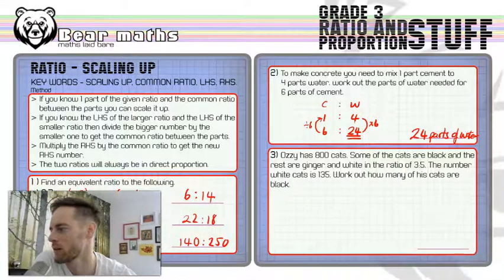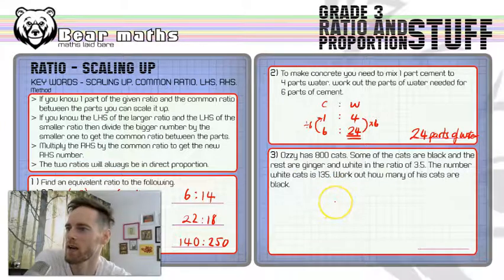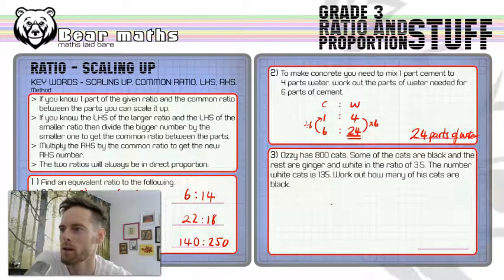Let's see if we can deal with this. So my mate Ozzy's got 800 cats. He runs a cattery. Some of the cats are black and the rest are ginger and white in the ratio of 3 to 5. The number of white cats is 135. Work out how many of his cats are black.